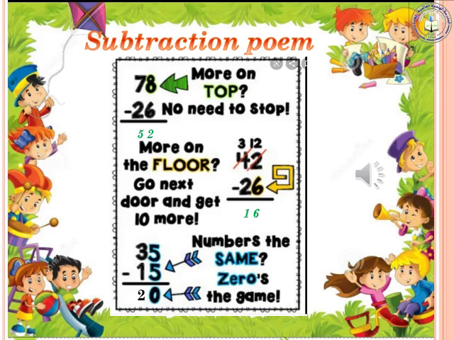So we will get 12. 12 minus 6 is 6. 3 minus 2 is 1. So answer is 16. In third example, numbers the same. In ones place you can see same numbers, 5. So 5 minus 5, 0. Then tens place 3 minus 1. 3 minus 1 is 2. So answer is 20.